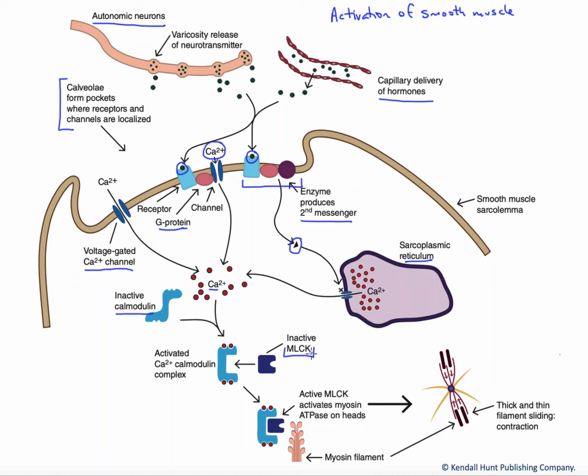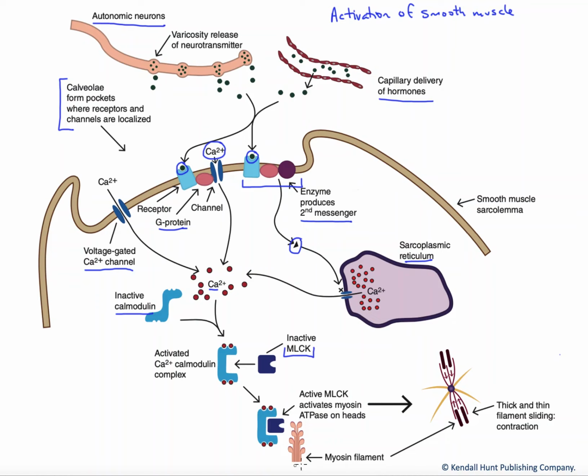Upon activation, that myosin light chain kinase will phosphorylate our myosin. Activating it actually activates the ATPase of those myosin heads, as well as allowing it to bind to actin. You can see over here on the bottom right, our thick filaments become activated. They would then interact with our thin filaments, creating crossbridges, allowing shortening.